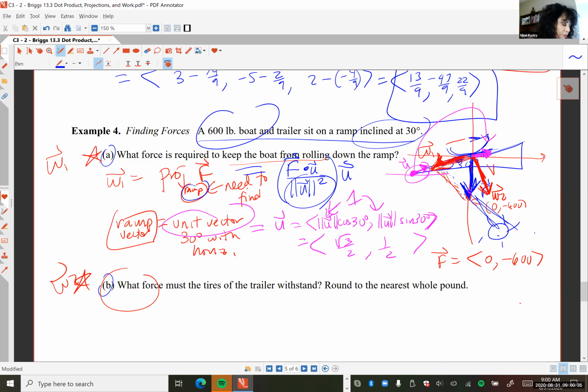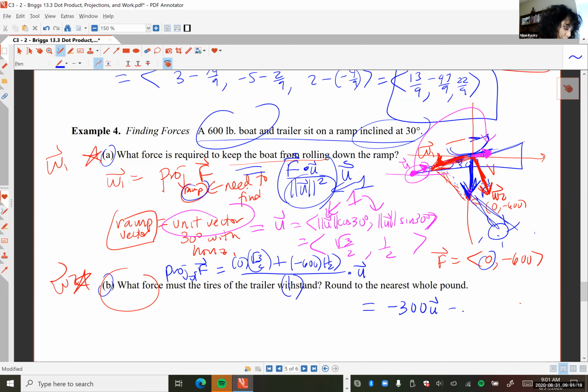Now, good news, this denominator is super easy because, once again, what is the magnitude of a unit vector? 1. So 1 squared is 1. Right. So this projected vector is going to be the force vector dotted with the unit vector. Okay, let's do that. So we have 0 times square root of 3 halves, that's 0, plus negative 600 times 1/2 all over 1, times the unit vector. And so this dot product ends up being what? Negative 300.